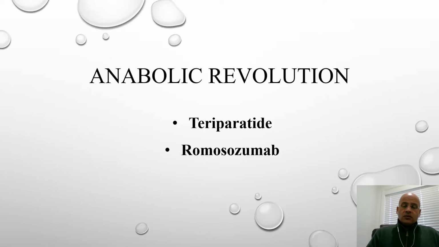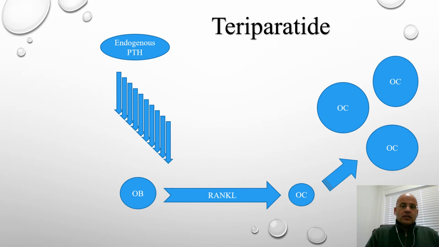Now, we'll touch base with the two main anabolic agents that have been approved by the FDA, teriparatide and romosozumab, that we use here in Australia. Now, I'll take you through the mechanism of action of teriparatide. Normally, our endogenous PTH, which usually gets secreted every 3 to 4 minutes in pulses, tends to stimulate the osteoblast to secrete RANK ligand.